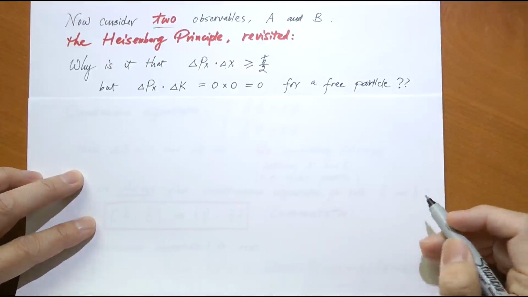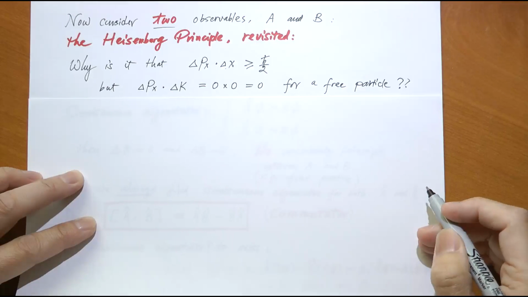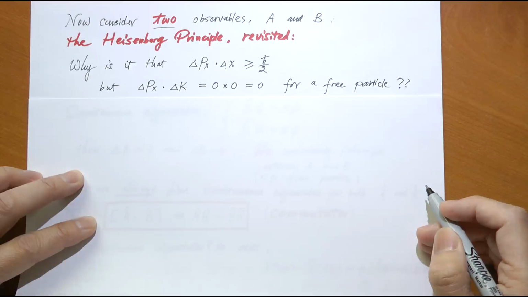So in the previous lecture, we learned how to find the values of observables from the wave function. We learned that sometimes there is only one value if it's an eigenstate, and sometimes there is a mixture of values, and we can still find the expectation value of that observable.